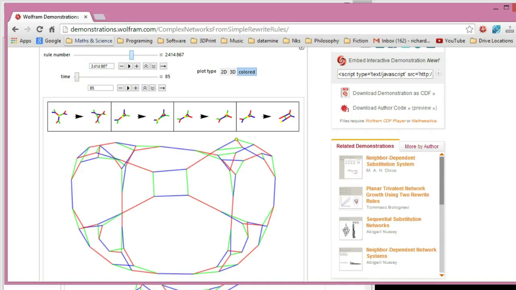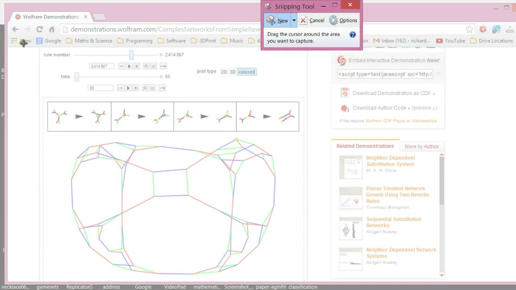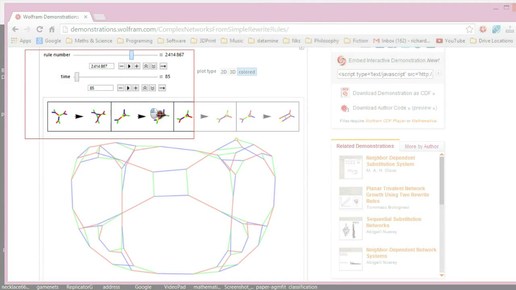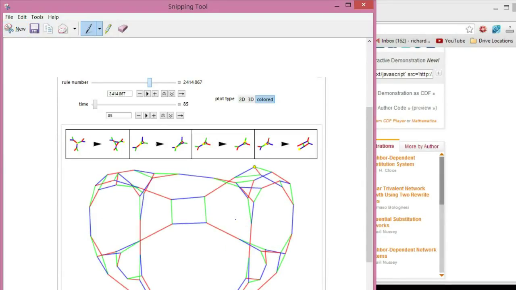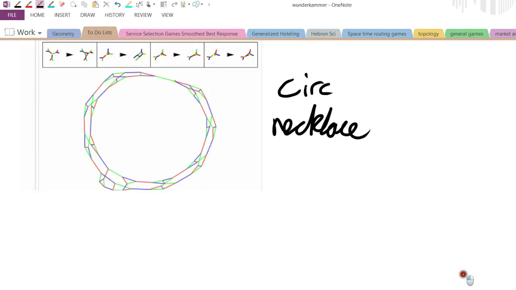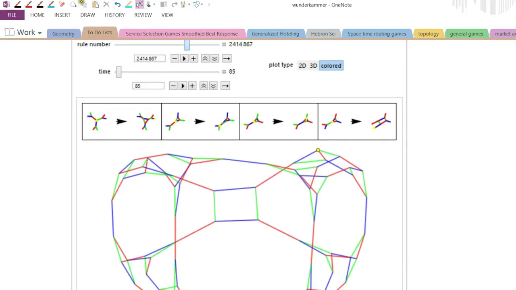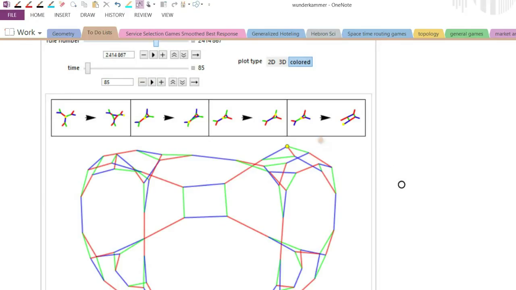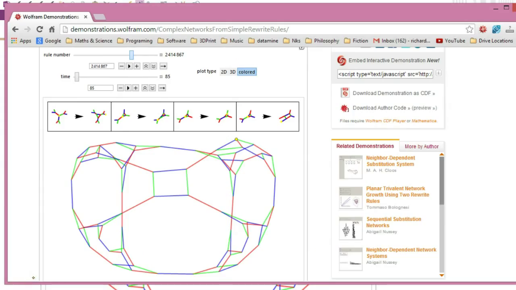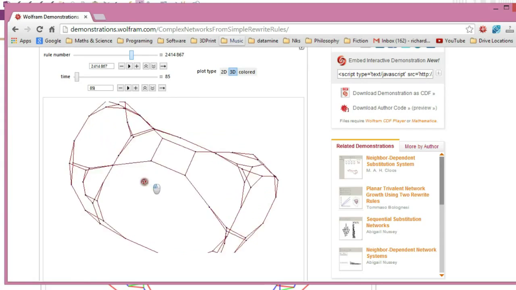So let's have a look at this plot. Well, okay, for a start, let's take a picture of it because it's obviously a fairly interesting rule. So we'll use our snippet tool again. And we can keep a record of it. But what can we say about it? Well, let's have a look at it in 3D. I mean, I've never seen this system before, so I don't really know what to say about it.